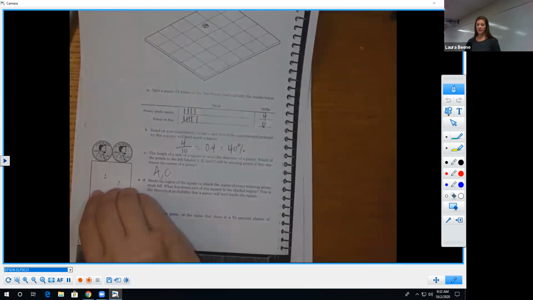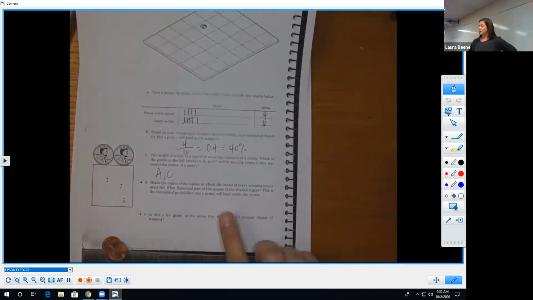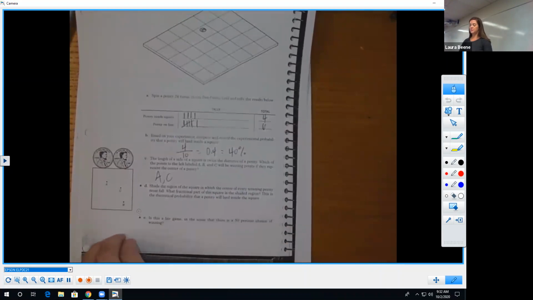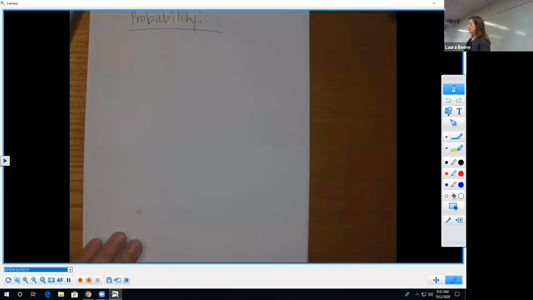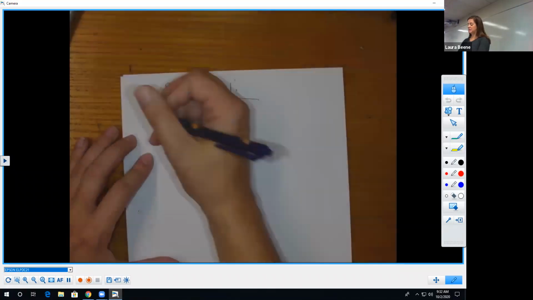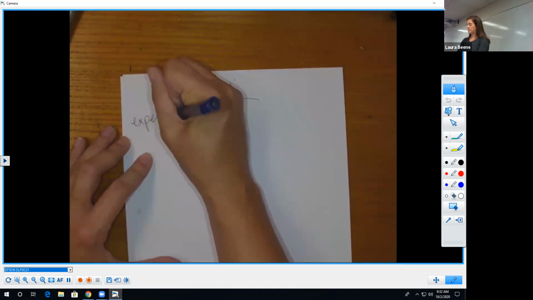Okay, so this is the part right here I would like you to pause the video and do. Shade the region of the square in which the center of every winning penny must fall. What fractional part of the square is in the shaded region? This is the theoretical probability, okay? So, real fast, before you pause the video and do that part, let's talk real fast about experimental probability versus theoretical probability.